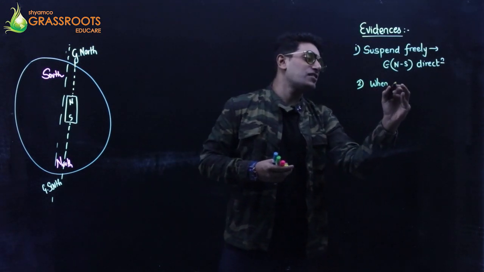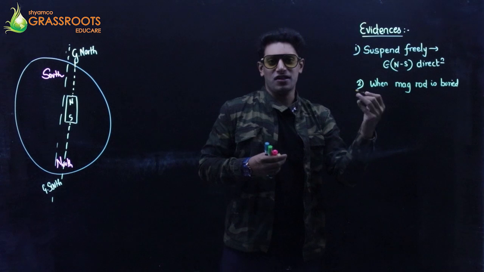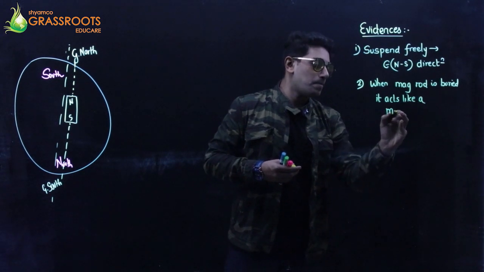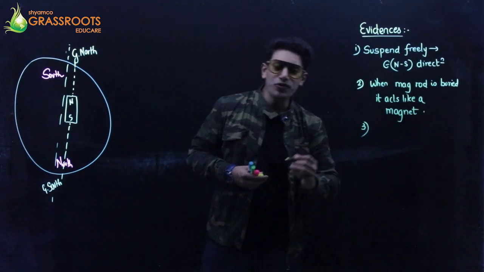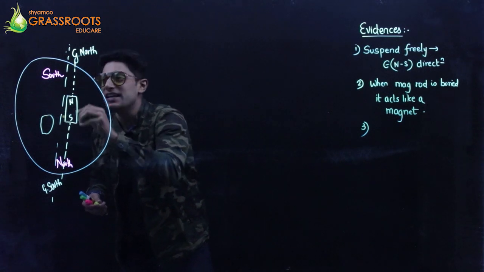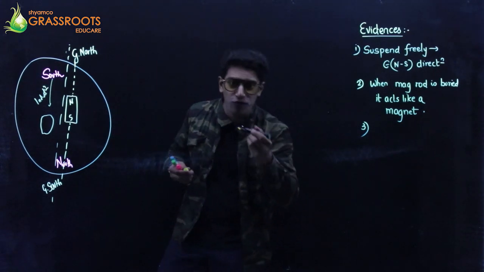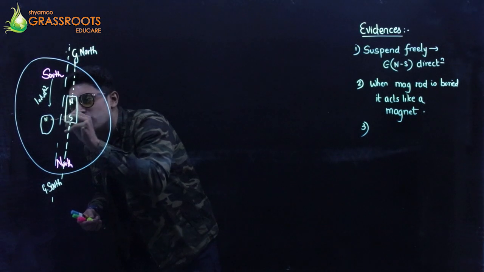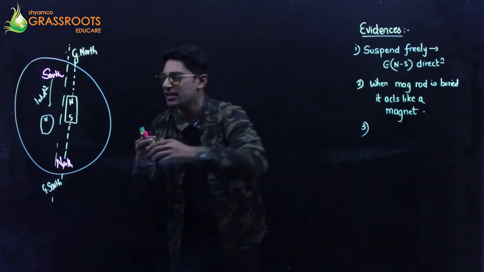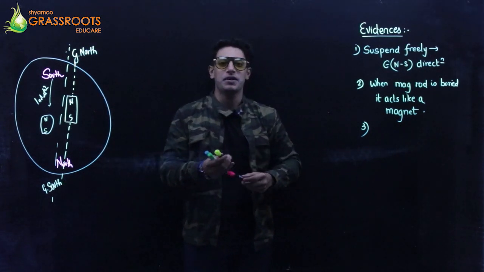when a magnetic rod is buried, after some months, it acts like a magnet. Obviously, if I bury something inside the Earth's crust, can I say there will be a magnetic induction? There will be induction, as a result of which this will act as a north pole, because the south pole will induce opposite polarity. So the nearer end will become north and the farther end will become south pole. That's the second property.